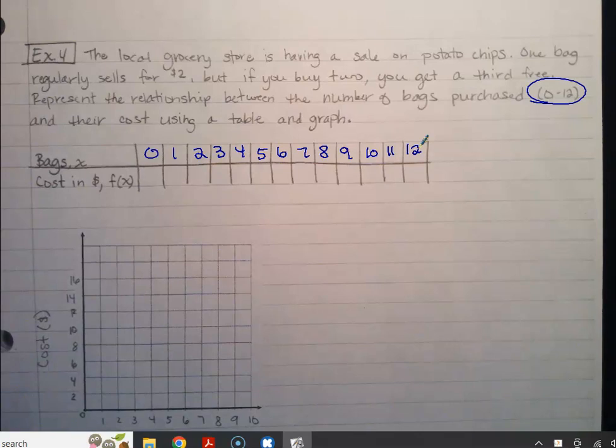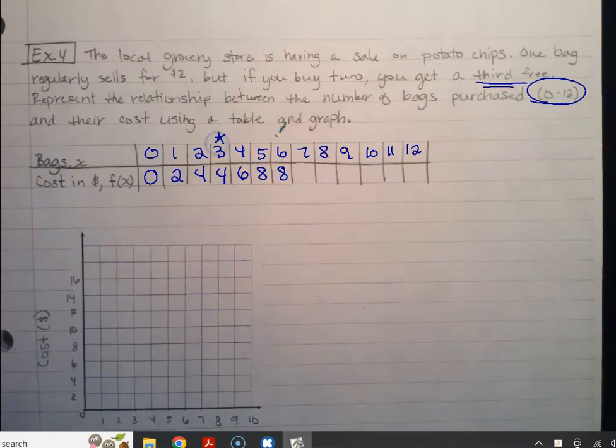All right, and then we need to figure out our cost. Well, how much is 0 bags? All right, and how much is 1 bag? $2. How much is 2 bags? How much is 3 bags? 4, right? Because if you buy 2, you get a third free. Nice. Okay, so how much is 4 bags? 6, 5, 8, 6 bags. 8 again, because I got the third bag for free.